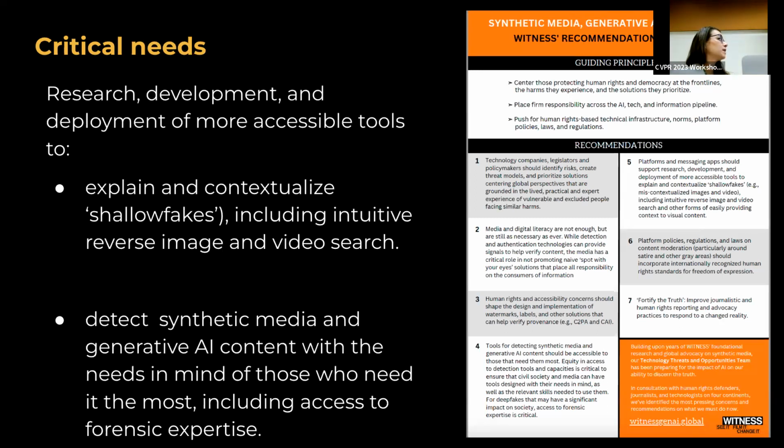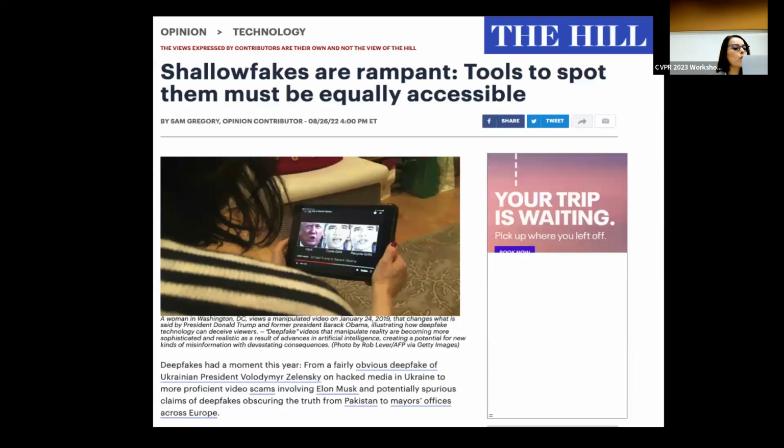And I will go back to this in a second. And the second area is that we need detection tools for synthetic media and generative AI that take into account the needs of those who need it the most, including access to forensic expertise. And I'm going to touch briefly on both of these two, just to bring it really to how communities could use research that you are doing.